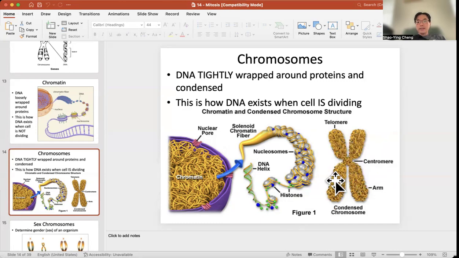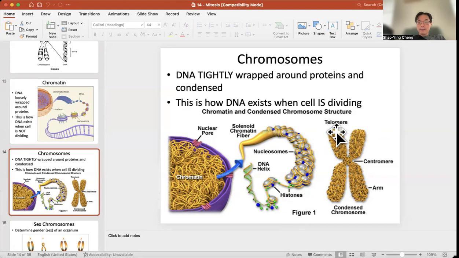This duplicated chromosome has two arms. Each one is called an arm, and each is called a sister chromatid. So these two are called sister chromatids. And the end part is called the telomere. We talk about this structure.